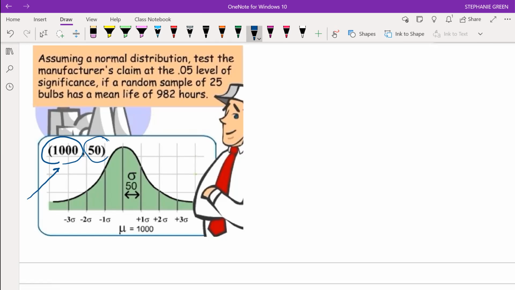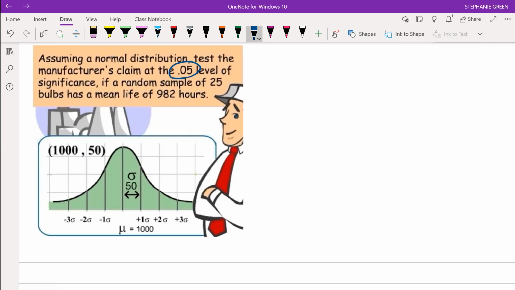So when they do a test here to see how they're doing, they took 25 bulbs and tested them, and the mean of those bulbs was 982 hours. So they're concerned now that their 1,000 hour life is no longer accurate. So we're going to test that for them and see is 982 is still fairly close to 1,000. So is it statistically significant that it's not 1,000, or is it close enough that it's okay? So they asked us to perform a significance test at the 0.05 level.